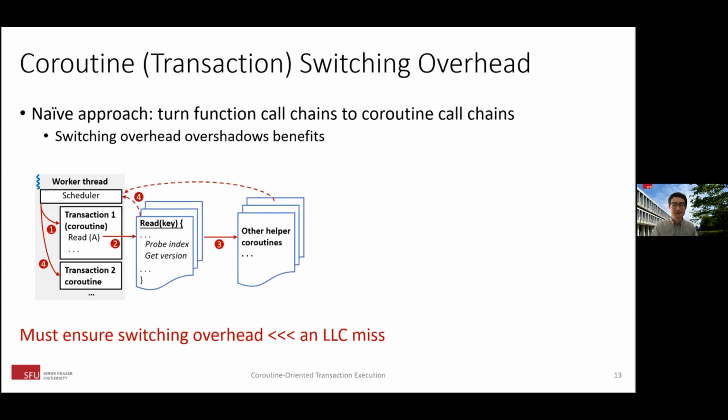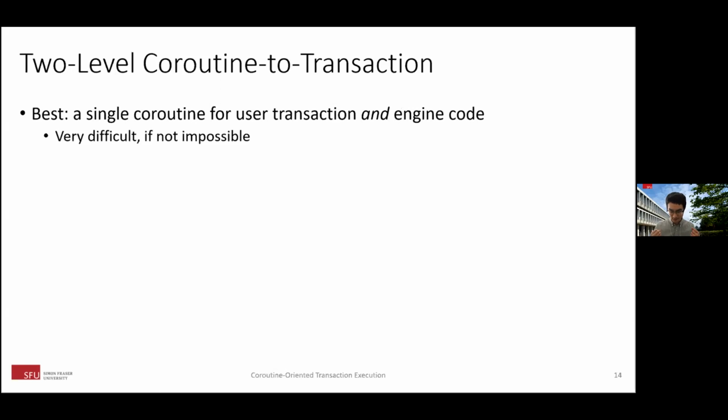Now that sounds pretty hard actually, right? But if you think about the really simple approach, where we have, for example, a magic compiler that can combine coroutines and flatten out all the call chains into one giant function, even with the user code, then this means we can have just a single coroutine for the user transaction and also the engine code. And then we can do this cheap one-level coroutine switching. But this is very difficult, right? It's basically pretty much impossible.